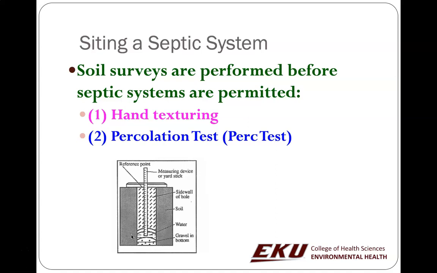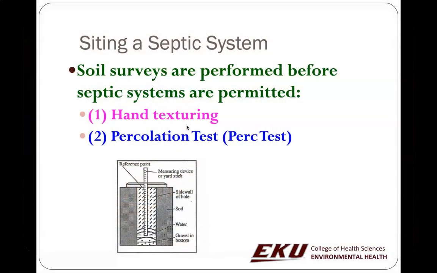How do we assess whether or not soil is acceptable? Soil surveys can be performed using hand texturing as well as percolation tests. With hand texturing, if you've ever had a soil class, maybe in elementary or middle school, you take some soil and rub it between your thumb and your finger. If it ribbons out, then you know it's clay. If it breaks down really quickly, then it might have too much sand in it. And a mixture in between might be some clay loam or silt loam. So there's a variety of ways to assess that.